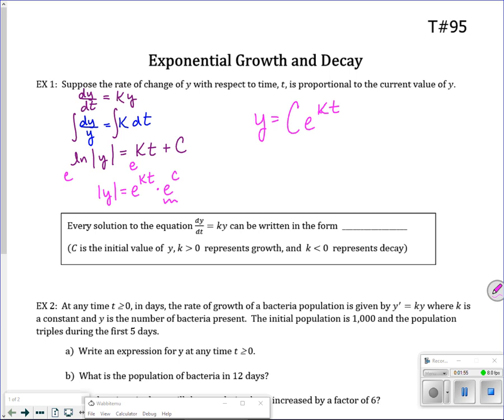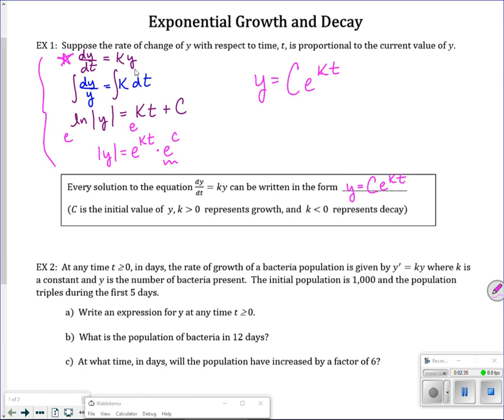Anytime you see this differential equation, every solution to that exact differential equation can be written of this form. You can go straight there. You do not have to show all this, okay? And so when that happens, C is the initial value. If k is positive, you have exponential growth. And if k is negative, you have exponential decay. Now let me reiterate, it has to be that exact same form. If there's any plus 2 or times 100 or anything else in there, you're going to have to go through the steps. But let's look at example 2.